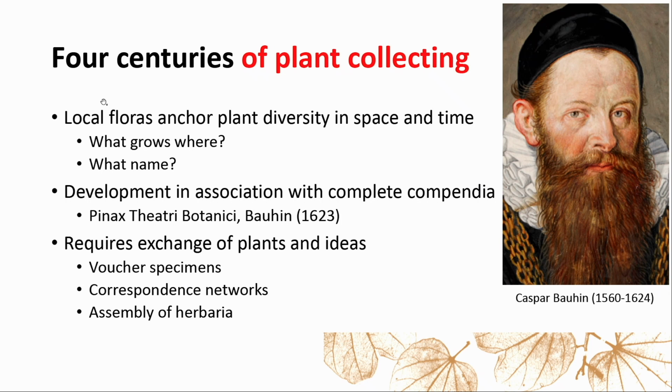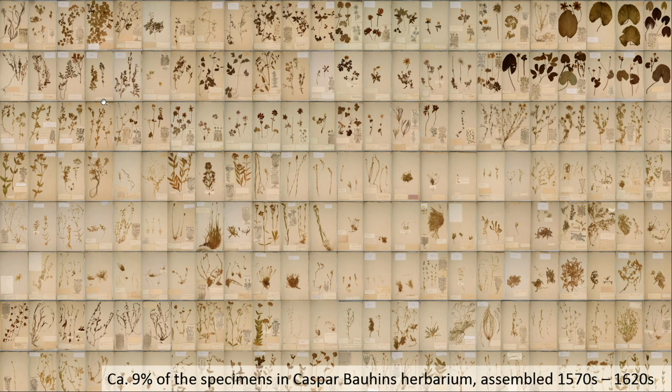So this is the origin of voucher specimens for names. Interestingly, the word specimen didn't exist yet. That's a word that was invented in the 17th century, but the practice was already the same. So this is the early origin of herbaria. And in Basel, we're lucky enough that one of these very early herbaria has survived, and that is the herbarium of Caspar Bauhin, of which you see about 9% of the specimens here. It was assembled from the 1570s to the 1620s, more or less.